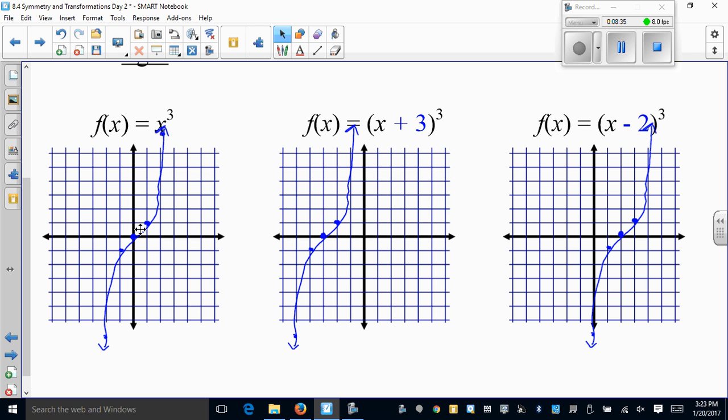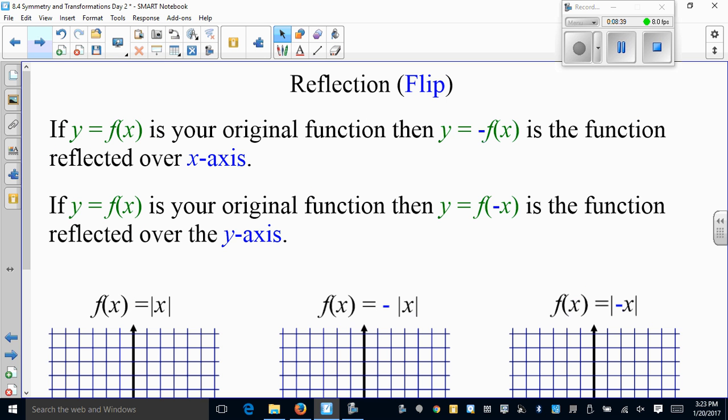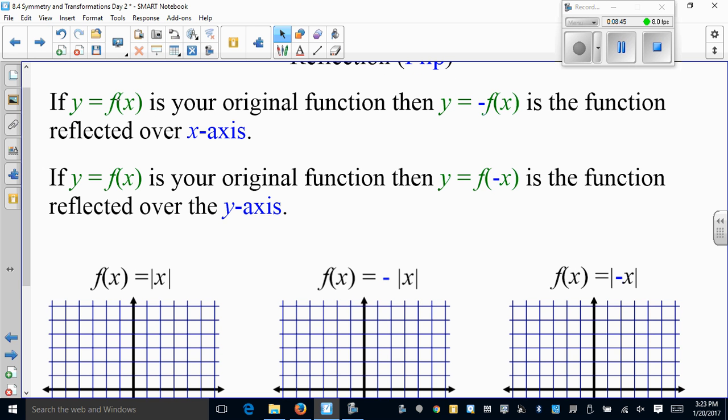Okay, let's try the next one, a flip. This one you're not going to get really good visual on, but we're going to try the best we can. If f of x is your original function, if it's outside, it's going to reflect over the x-axis. So you take the whole f of x, throw a negative sign in front, it's going to flip it over the x-axis. But if you put it with the x, it's going to flip it over the y-axis because it changes the x values. Inside changes x values, outside changes y values.